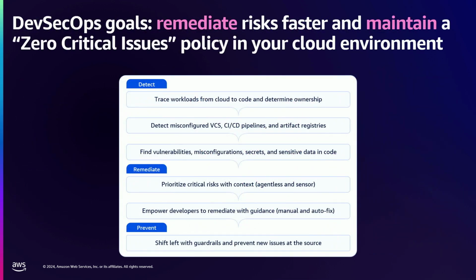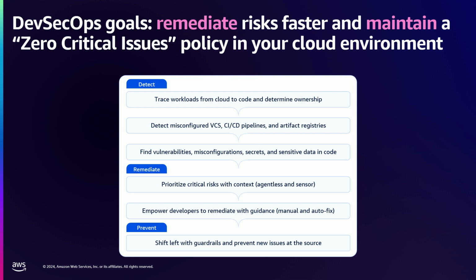Okay, so as a DevSecOps approach, we have 2 goals. Our first goal is to remediate risks fast. And the second one is to be able to maintain a good security posture, or maintain what we call zero critical issues, where you reduce all the critical issues in your environment. So how do we achieve these two goals?